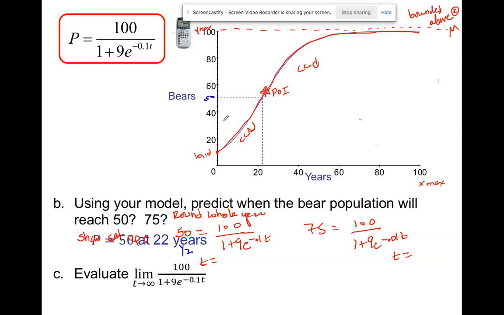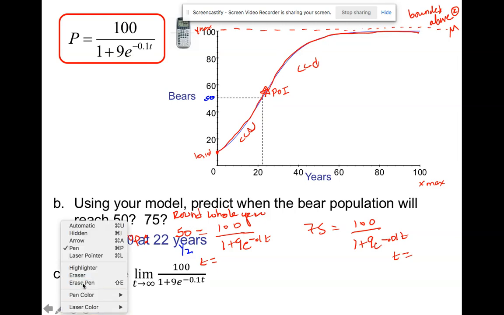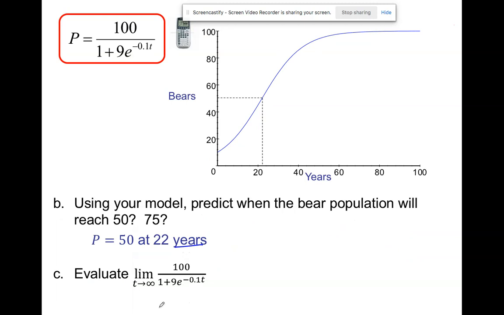When Y is equal to 50, X was equal to approximately 22 years. Then in Y2, I put 75. And I got approximately 33 years. Okay, now again, because I have a calculator, when they asked me to use my model, I show that I used my model by plugging in 50 and 75 here, but then I let the calculator find the 22 and the 33 for me.